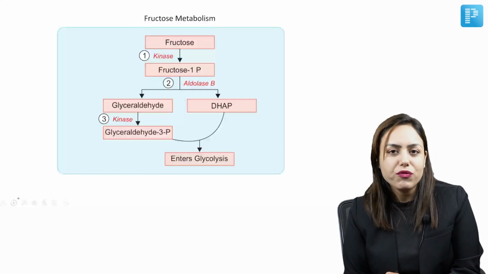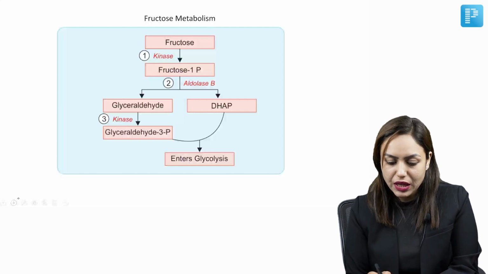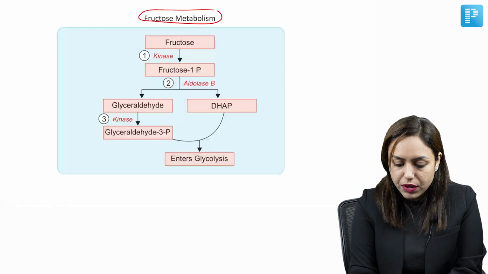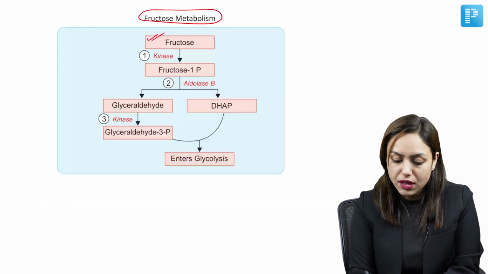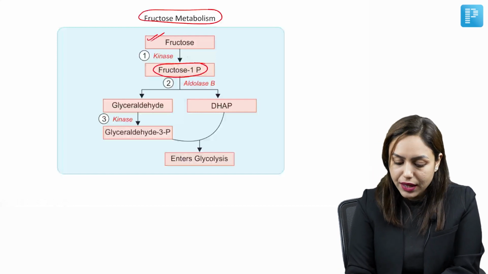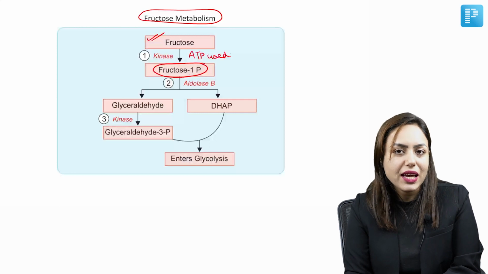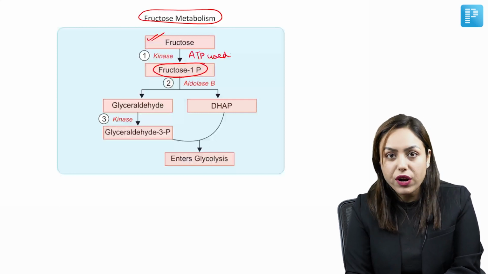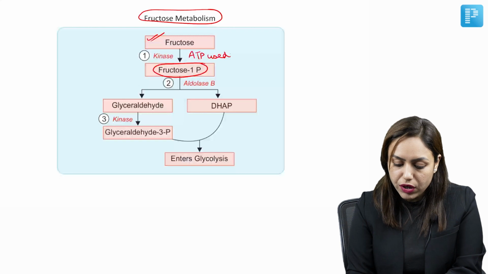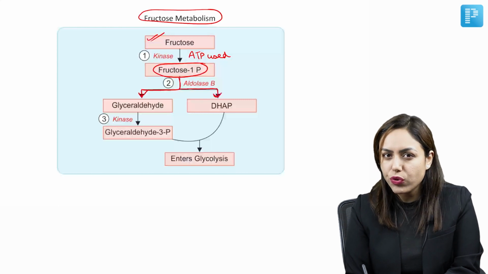Okay, so you are done with this clinical case of hereditary fructose intolerance. So let's see the basic fructose metabolism. When fructose enters the cells, the first step is its phosphorylation, and ATP is used here. The enzyme is kinase, and we get fructose 1-phosphate. This fructose 1-phosphate will be taken by the enzyme aldolase B.